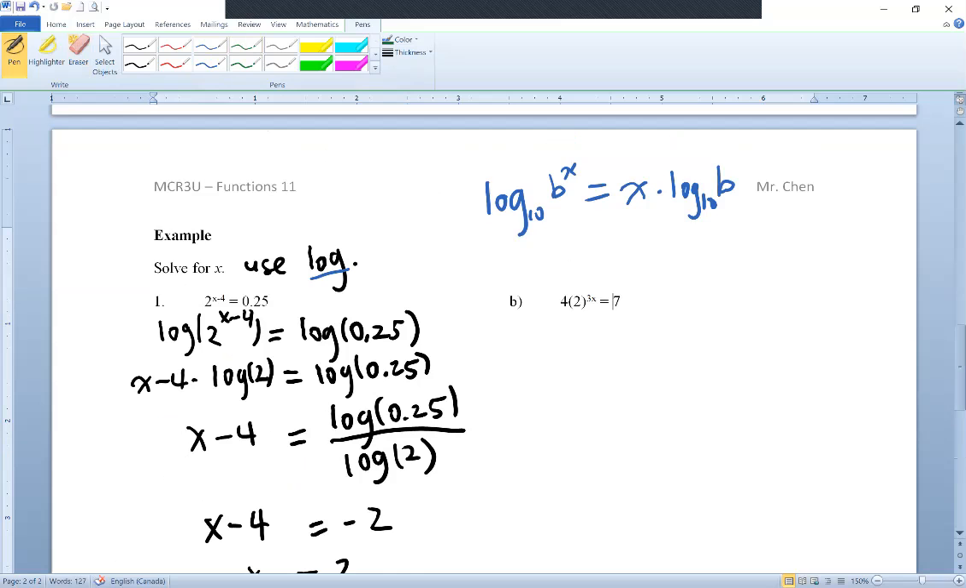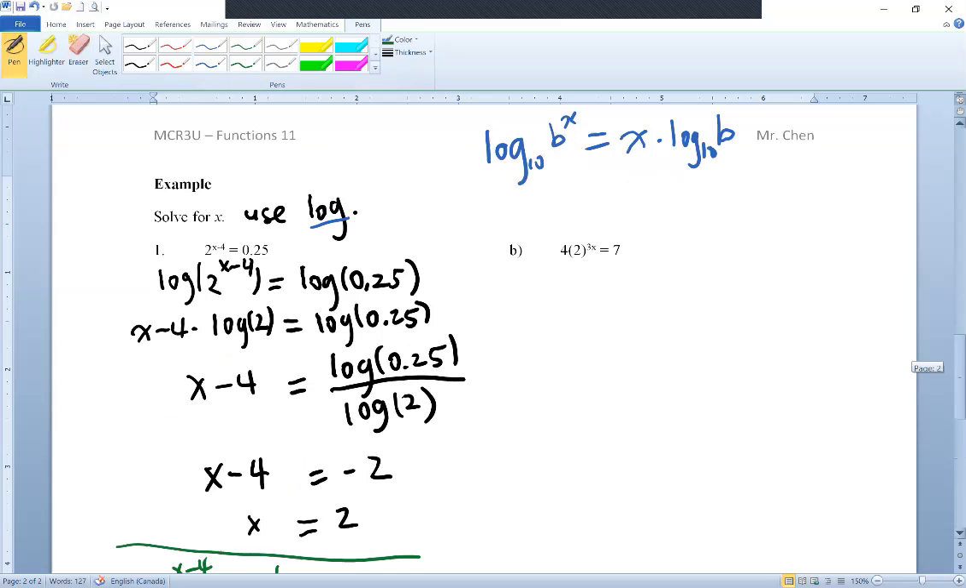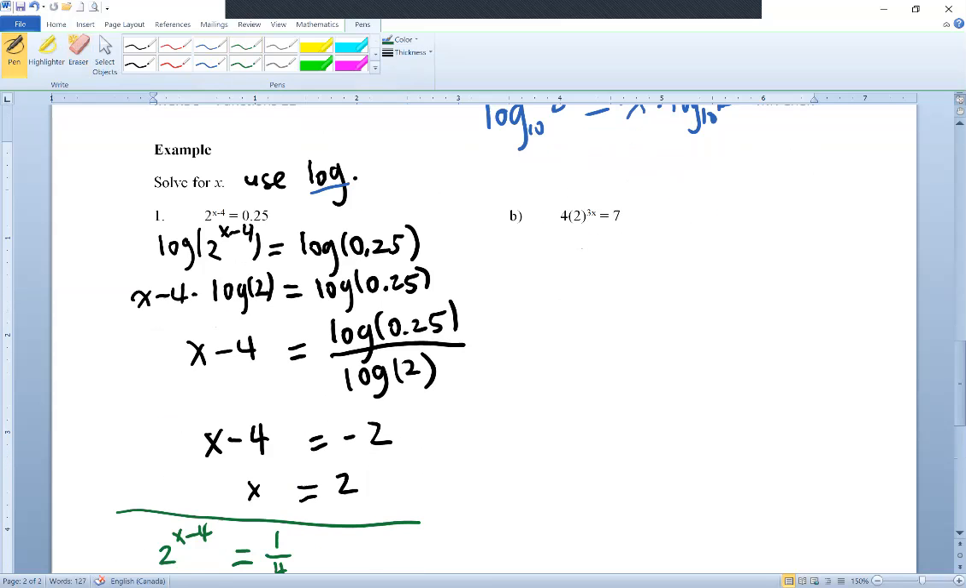But question B that I have on the screen is not the same as our first question. We have 4 times 2 to the 3x is equal to 7. Notice our unknown, again, is a variable. So the first thing we have to do is divide both sides by 4. Because according to the reverse operation of BEDMAS, we deal with adding and subtracting first, multiplying and dividing second, exponents third, and then, of course, the brackets. So we're going to divide both sides by 4, and I think we get 1.75.